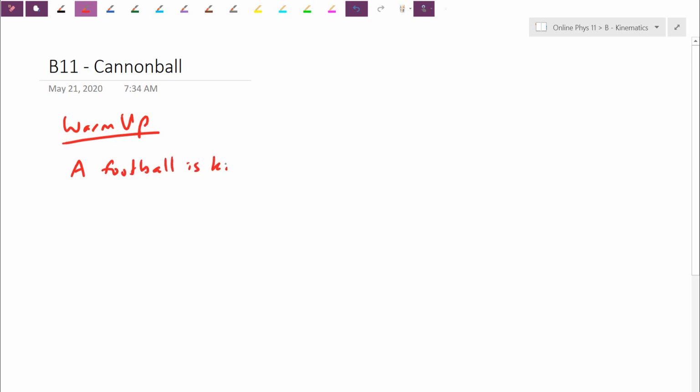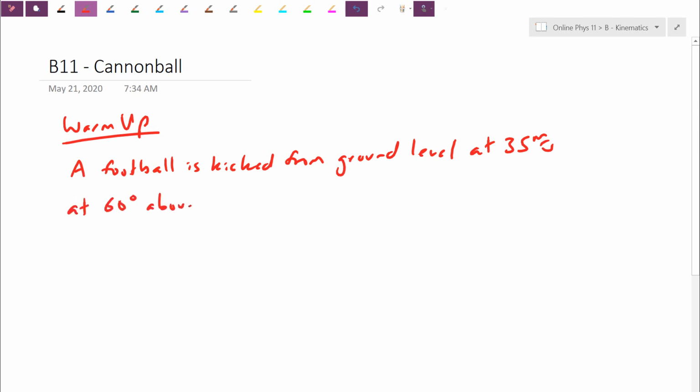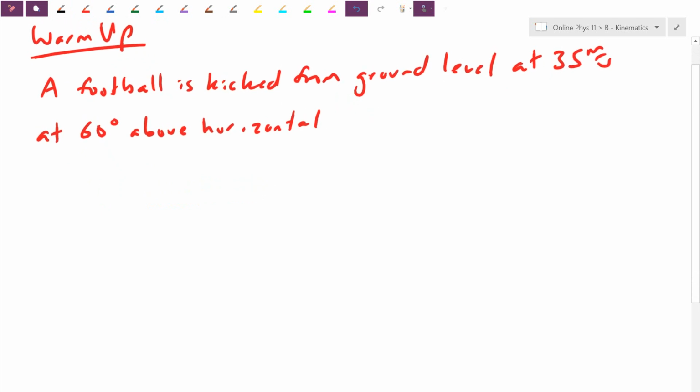A football is kicked from ground level at 35 meters per second. So that's the speed that I launched it at. And it is at, let's make it 60 degrees above the horizontal. So if you can translate that into a picture, we can break up our x and y here.